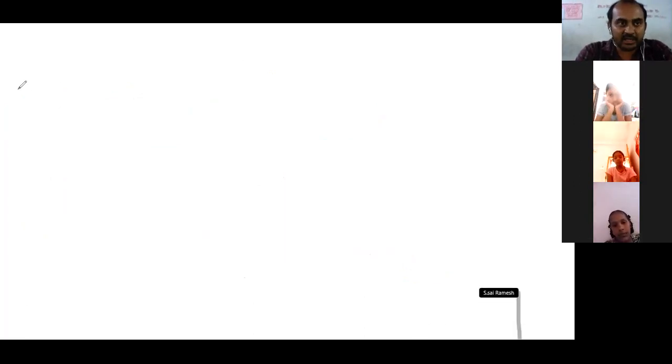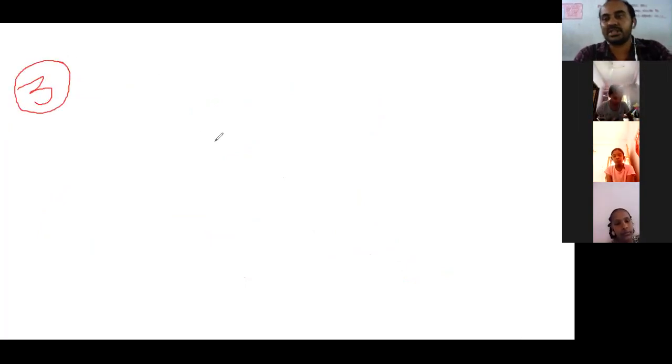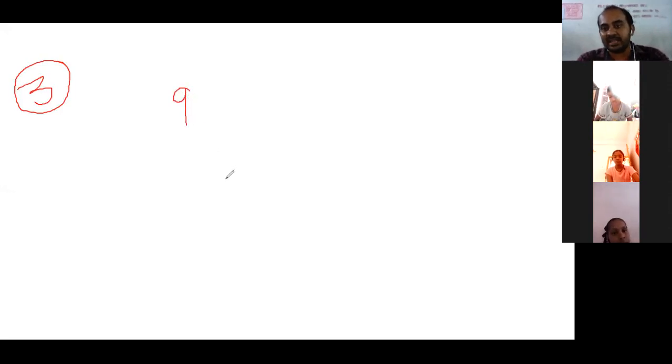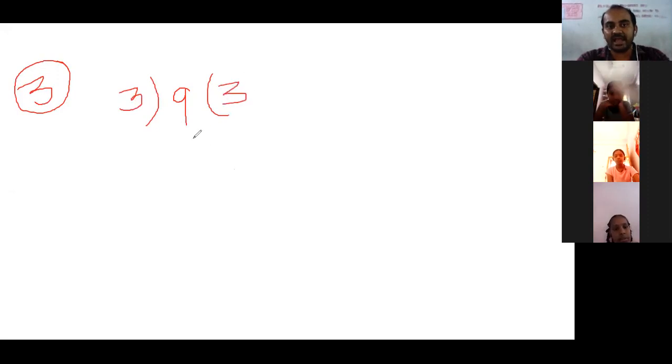Now go for that. Divisibility rule of 3. What is the divisibility rule of 3? Anybody knows that? For example, 9 is a number. Is this number divisible in 3 table or not? Yes, 3 threes are 9. 9 is divisible in what table? 3 table. Yes.